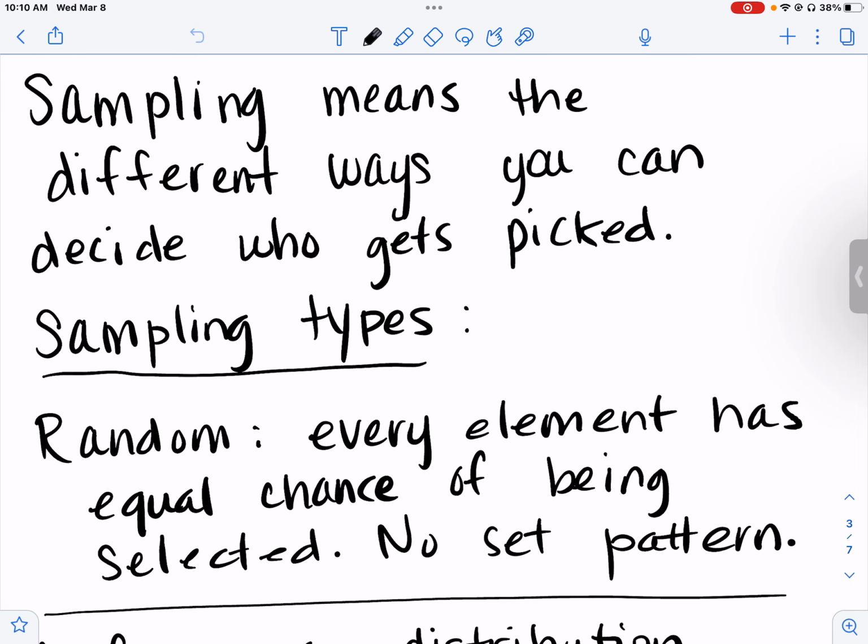Sampling means the different ways you can decide who gets picked. Sampling types: the most common one is random. Every element has an equal chance of being selected. There's no set pattern.